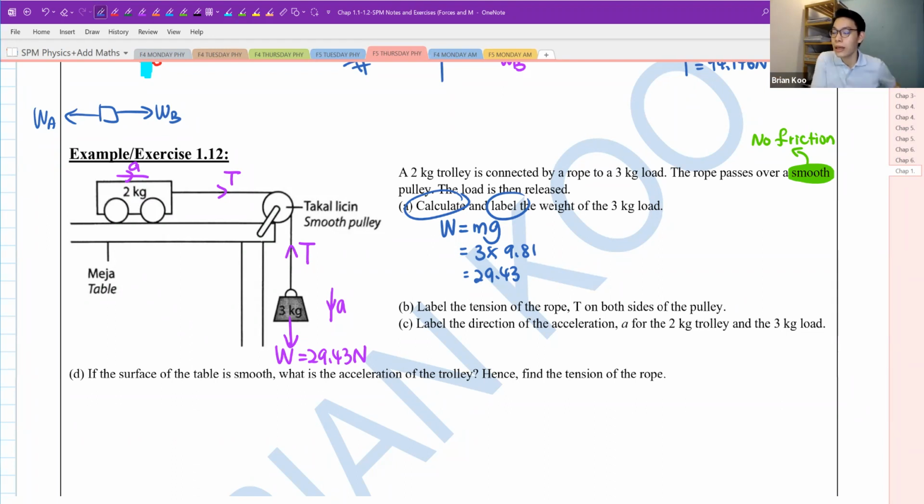Part D, if the surface of the table is smooth, what is the acceleration of the trolley? Hence, find the tension of the rope. Okay, so you can try yourself if you feel that you're okay, but I am going to look at the whole system first, the system as a whole.